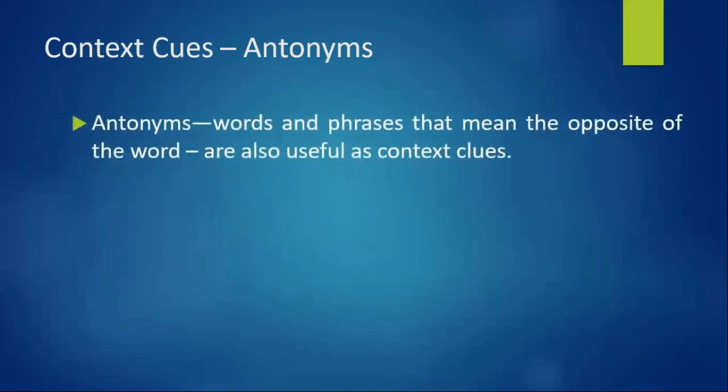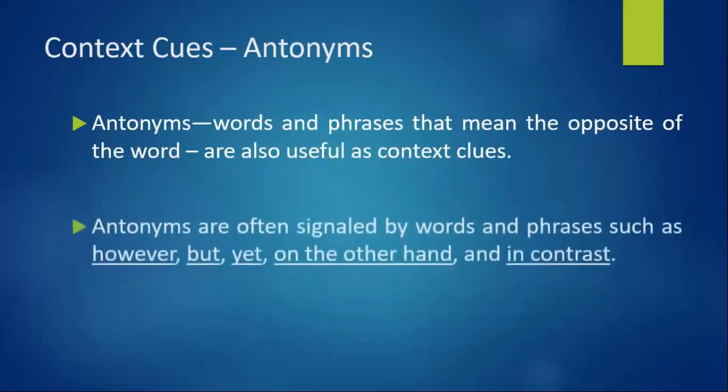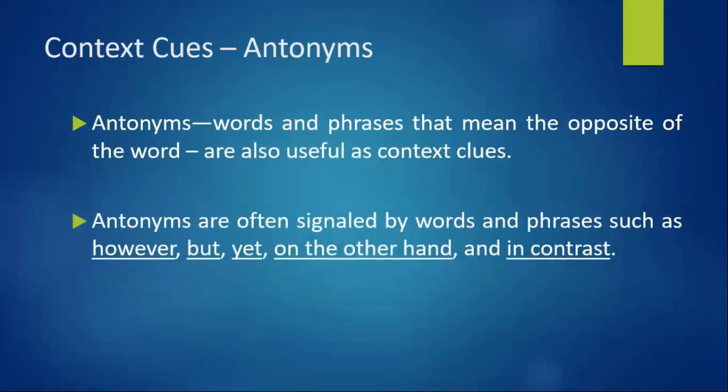So antonyms are basically words and phrases that mean the opposite of the word, and antonyms are also very helpful as context cues. And how would you identify that an antonym is available for the unknown word? There are some signals in the form of different words and phrases which can give you a signal that an antonym of that unknown word has been used here by the author. Some of these words and phrases are however, but, yet, on the other hand, and in contrast. So if these words are used somewhere, then you probably have an idea that this unknown and difficult word has an antonym. And if you know the meaning of the antonym, because maybe it is an easy word, you can easily decipher the meaning of the unknown and difficult word.